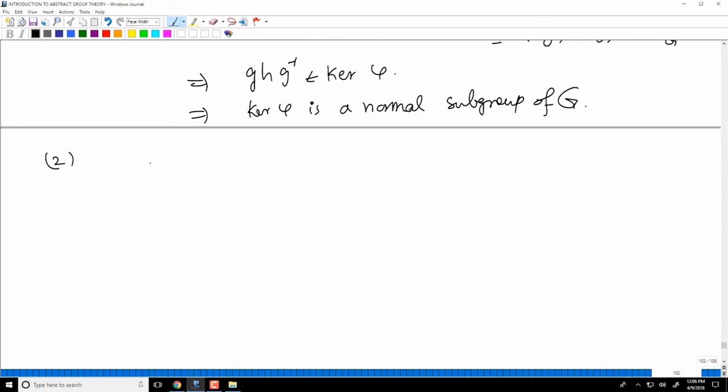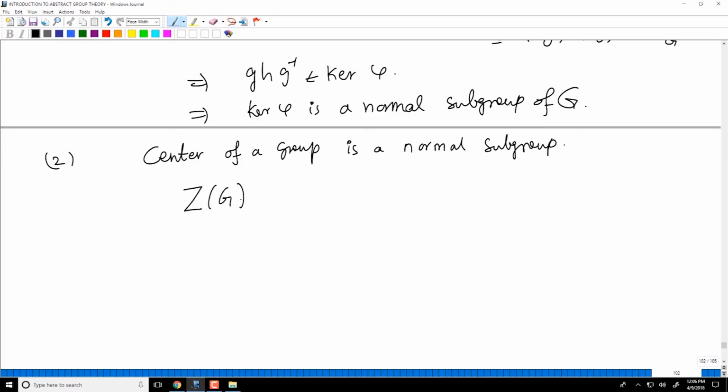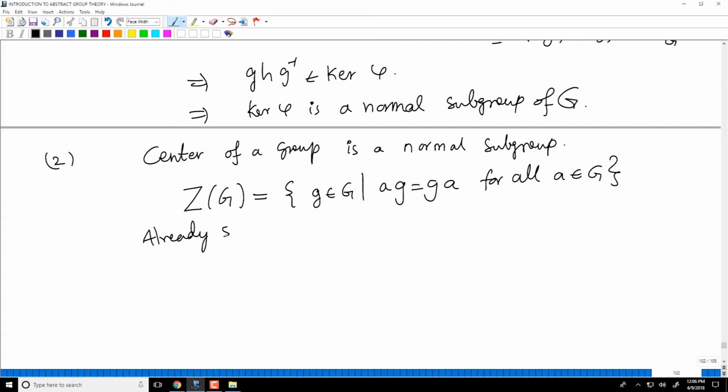A second important example of a normal subgroup is the center of a group. It is always a normal subgroup. So recall, what is the center of a group G? It is denoted by Z(G). This is all elements g in G such that ag is ga for all a. Again, we already saw that Z(G) is a subgroup, right? That's not surprising. That's not new to us.